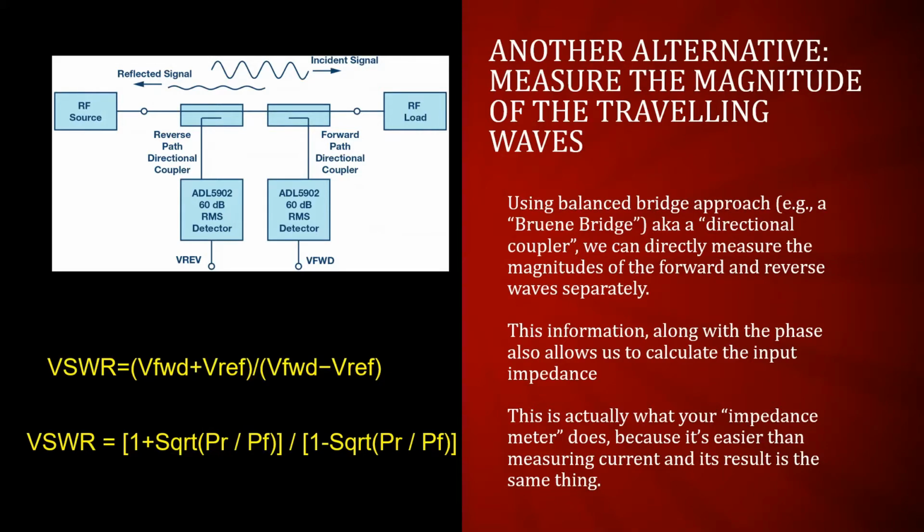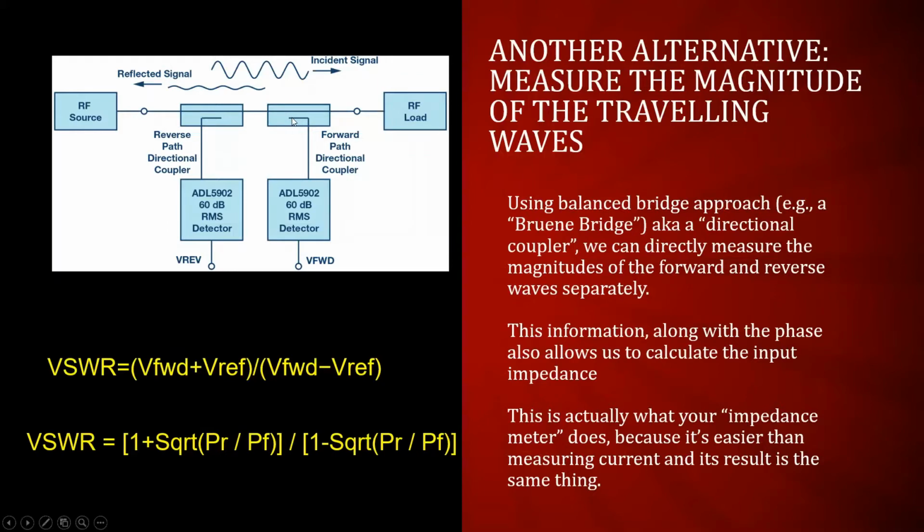And how it works is an amazing little fun task. If you ever want to understand how your directional coupler works, Google the term Bruni bridge, and you'll come up with all kinds of explanations. But the point is, you can put two Bruni bridges in line, and orient them in opposite directions.